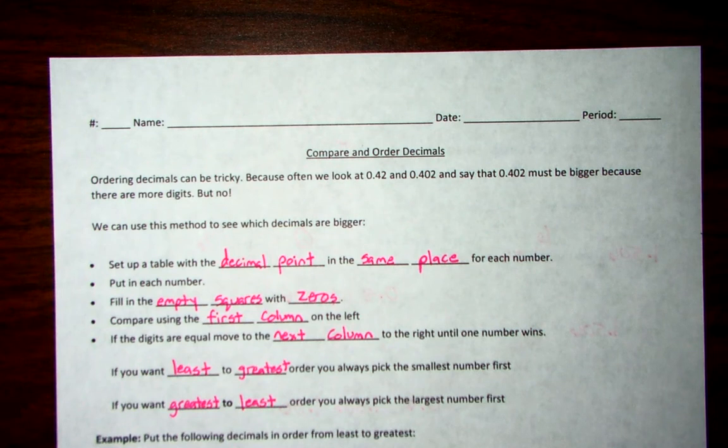Now, ordering decimals can be tricky because we often look at 0.42 and 0.402 and say that 0.402 must be bigger because there are more digits. But no, that is not correct. We can use this method to see which decimals are bigger.